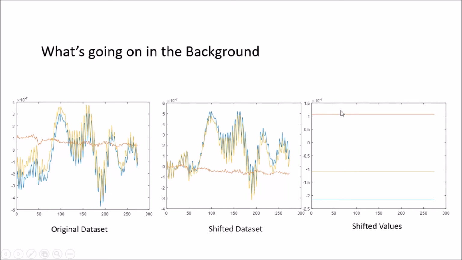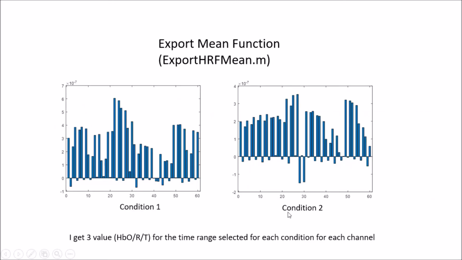In that shifting, you can see that the HBR was shifted by about 1. The HBO was shifted by about 1, but in the upwards direction. And the HBT was shifted upwards about 2. If I use the export mean function, it will actually give me 3 different values for the time range selected for each condition and for each channel. There's 3 values because it's HBO, HBR, and HBT.